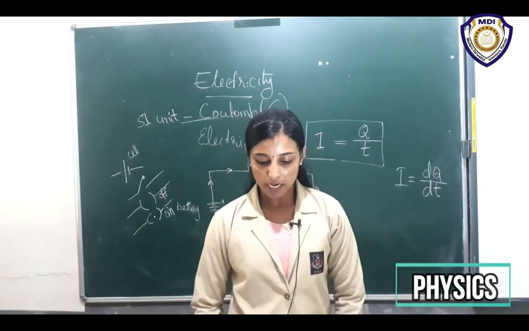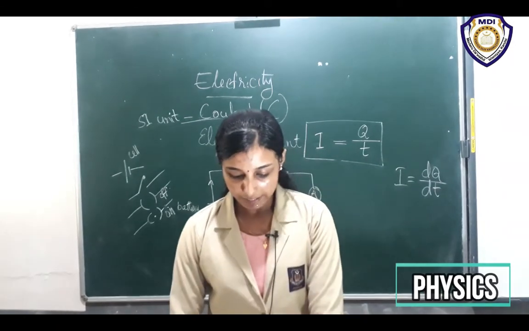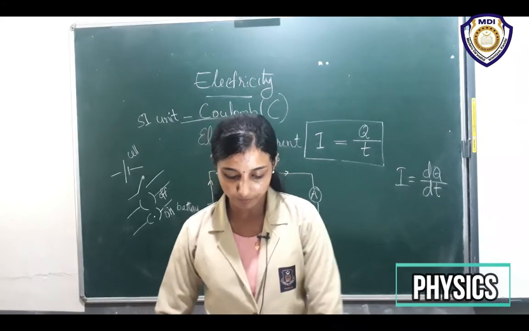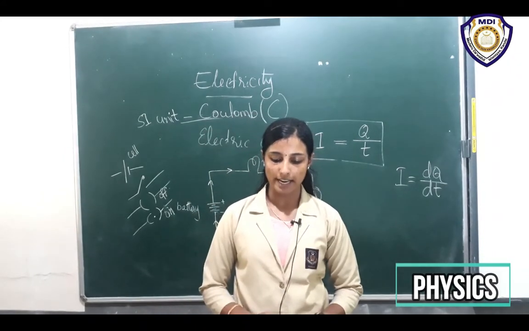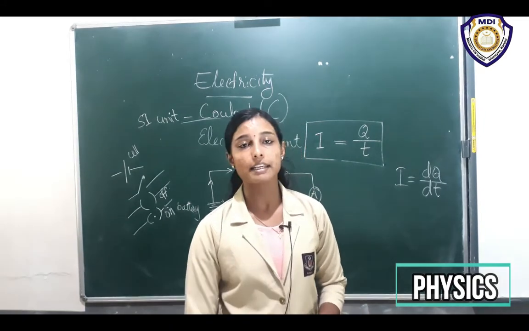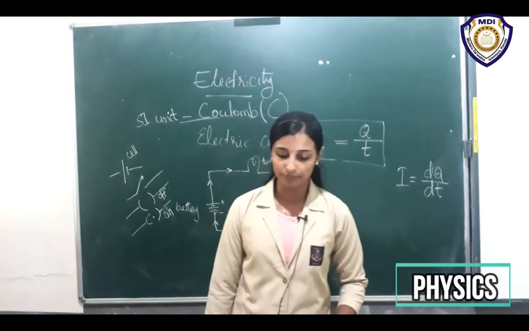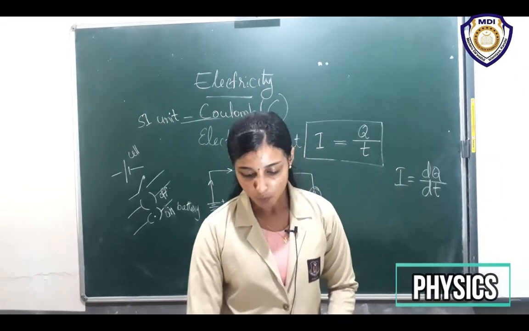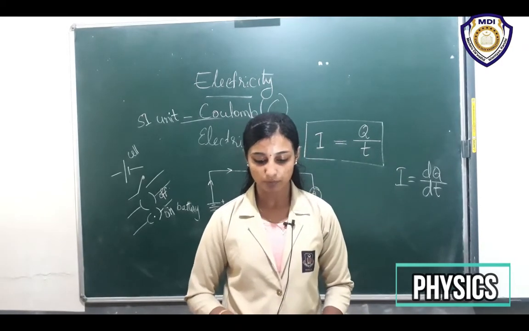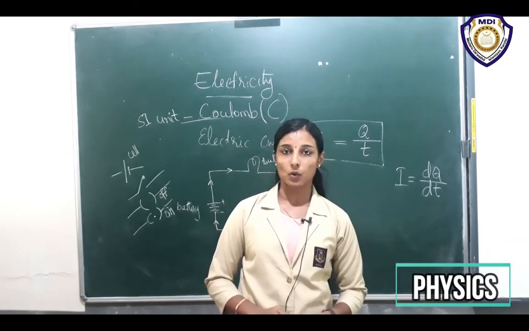Okay, which is equivalent to the charge contained in nearly 6 into 10 raised to 18 electrons. We know that electrons possess a negative charge of 1.6 into 10 raised to minus 19 coulomb. Okay, so electron has a charge of what? 1.6 into 10 raised to minus 19 coulomb. So 1 coulomb is equal to what? 6 into 10 raised to 18 electrons. Okay.